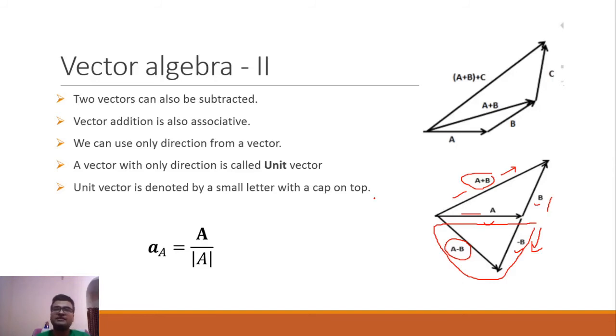Vector addition is associative as well. For example, we have seen this lower triangle that A plus B can be denoted by this arrowhead and arrow tail concept of a triangle. For example, we consider this A plus B as a new vector and we try to add it with C. So A plus B plus C can be denoted by this direction, and this is also vector addition, so it is associative. We can say that first we do A plus B and then we add C to it.